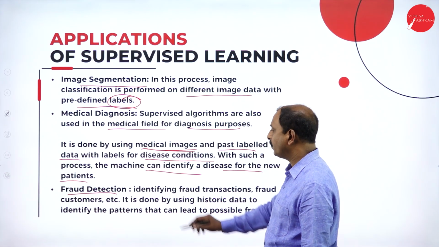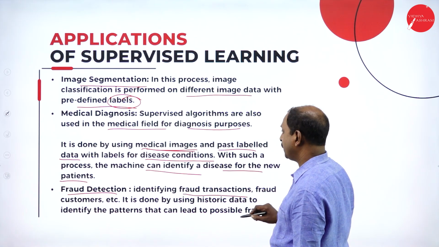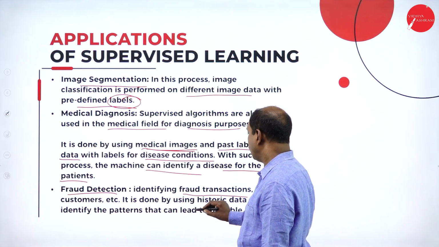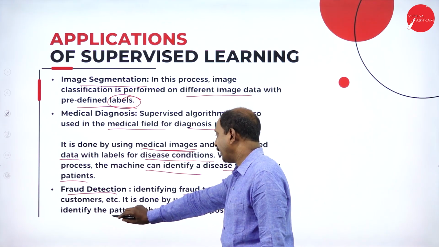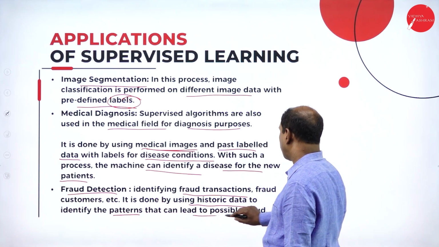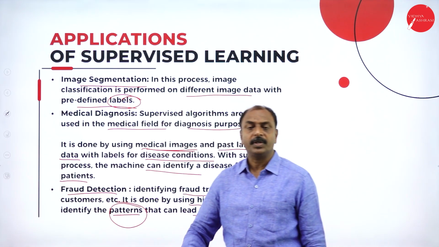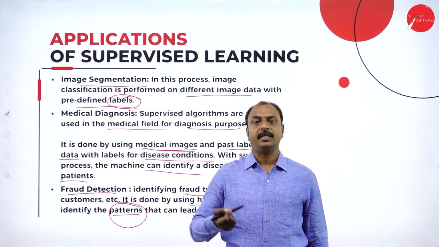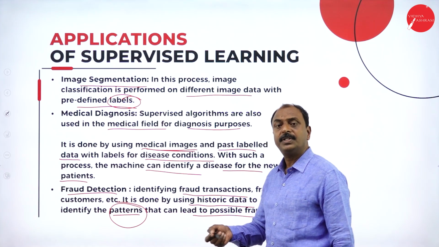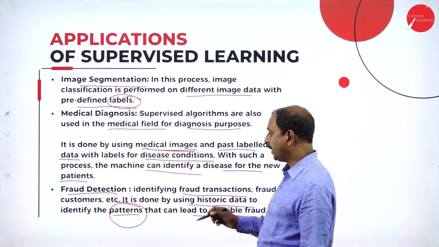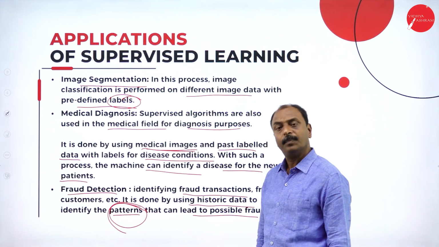Another application is fraud detection, identifying fraudulent transactions, fraudulent customers, etc. It is done by using historic data to identify the patterns that can lead to possible fraud. So here the pattern means the features, as we can see in the example of dog and cat images, that is image processing. Similar to that, the features of those two animals are nothing but patterns. So it is going to learn with the patterns.